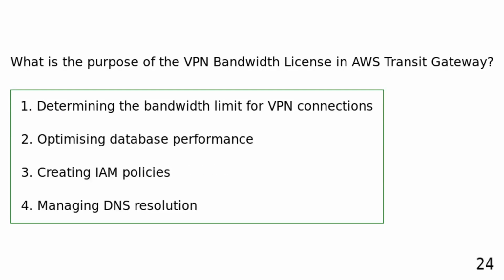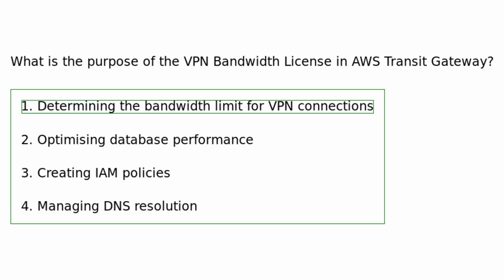What is the purpose of the VPN bandwidth license in AWS Transit Gateway? Determining the bandwidth limit for VPN connections. Optimizing database performance. Creating IAM policies. Managing DNS resolution. The VPN bandwidth license in AWS Transit Gateway is used to determine the bandwidth limit for VPN connections, allowing users to control and allocate the appropriate network resources for VPN traffic.